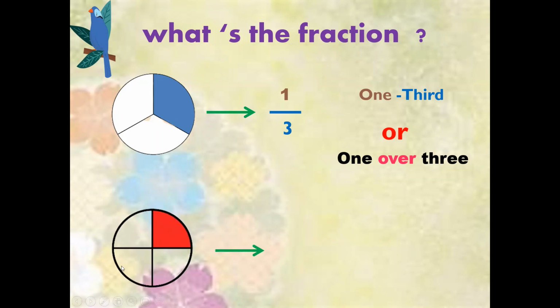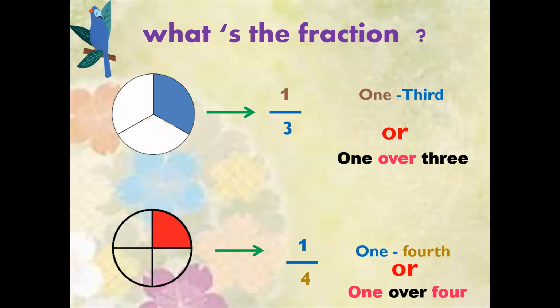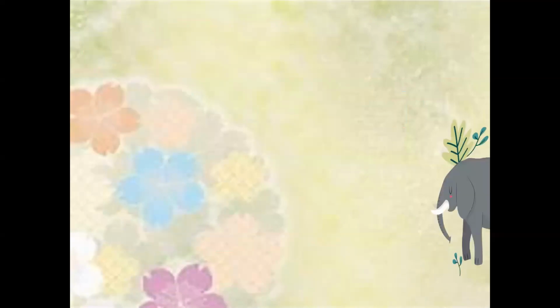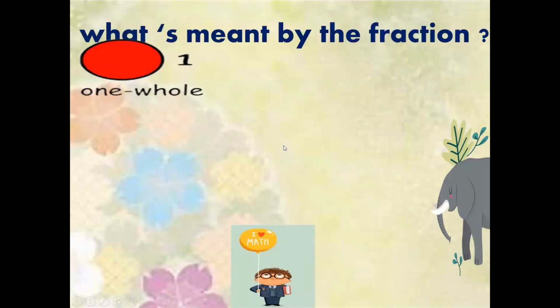Then we have a circle. It has 4 parts. One of them is colored with the red color. Excellent, Yassine. Very good. So we will write 1/4. 1 for the part that is colored, and 4 is for the whole parts, colored and not colored. They are 4, so it's 1/4 or quarter. Very good.